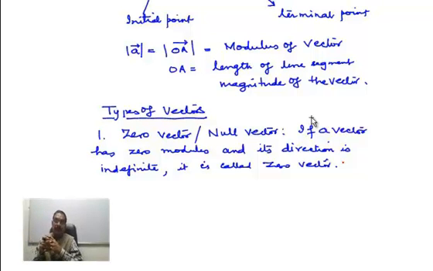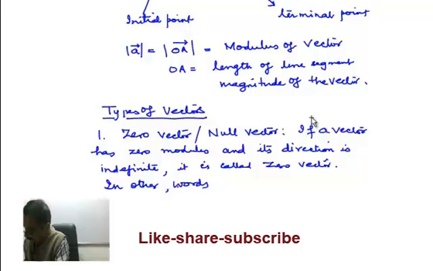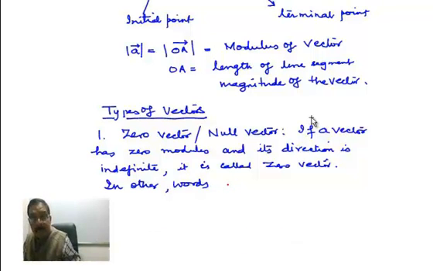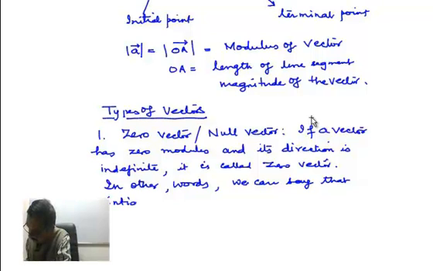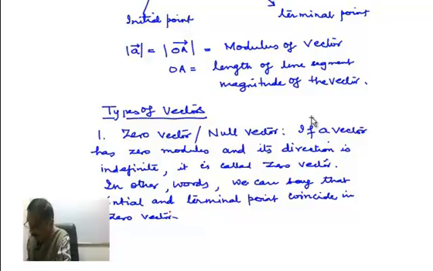In other words, we can also say that in a zero vector, the initial point and the terminal point coincide. Okay, this is our first type.